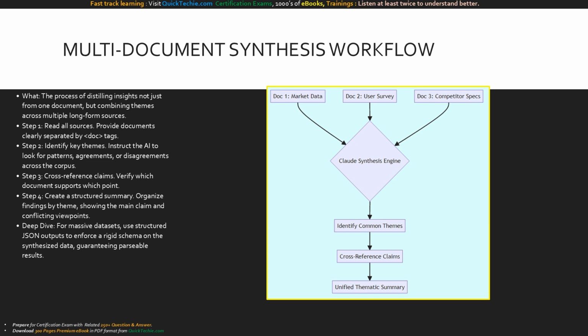If you are building automated pipelines, you can even enforce structured JSON outputs, so the final synthesis drops perfectly into your database. Here we see the power of multi-document synthesis. We have 3 massive, distinct inputs flowing into our Claude synthesis engine: market data, a user survey, and competitor specs. The engine identifies common themes bridging these sources, then aggressively cross-references the claims to ensure accuracy. The final output is a single, unified thematic summary that connects dots a human might have missed during a manual read.